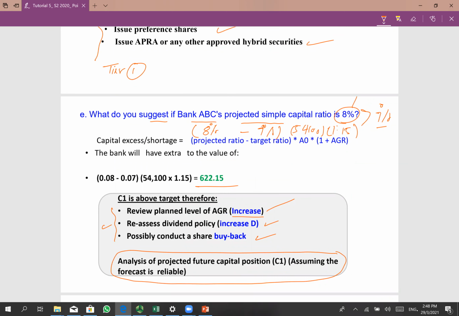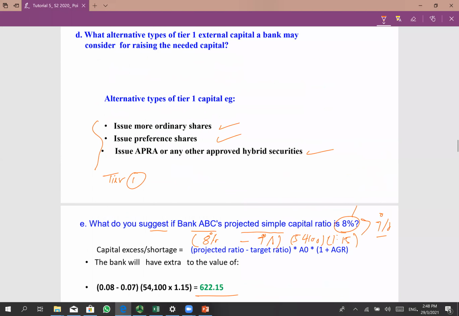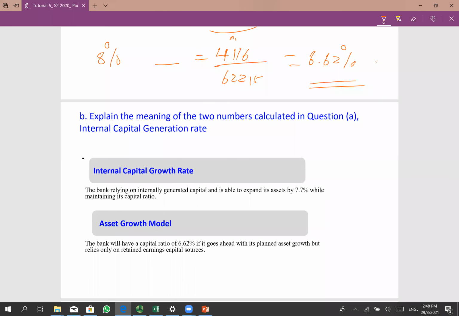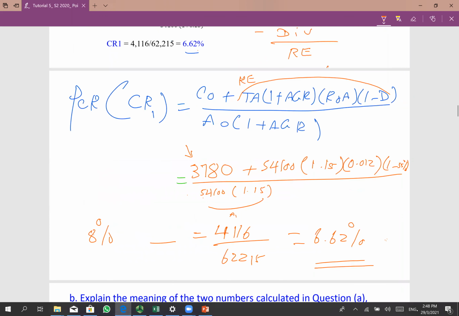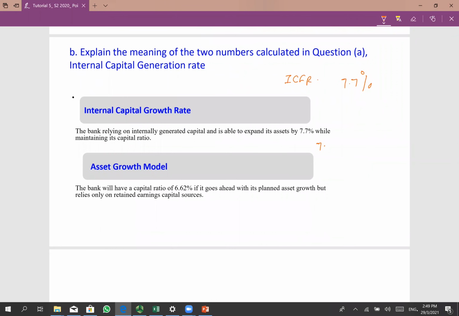Okay, if we are done with this, we are done actually with all the technical things in this tutorial. Let me now go to this question, which follows here after the calculation. Explain the meaning of the two numbers calculated in question A and question B, which means explain what 7.7% means for the ICGR, and what the 6.62 means for the AGM.